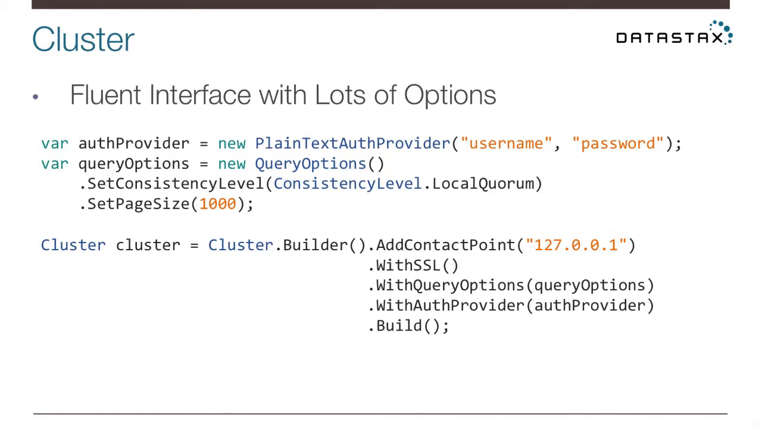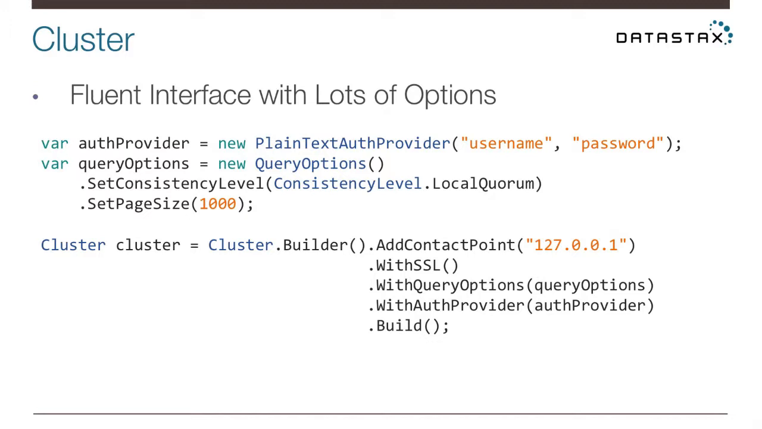If you had multiple nodes that you wanted to tell it about, you can call add contact point multiple times, that sort of thing. Like I said, Fluent interface, lots of options. So the point of this slide really isn't to go over all the various options that you see here, but just to show you there are a ton of options available.